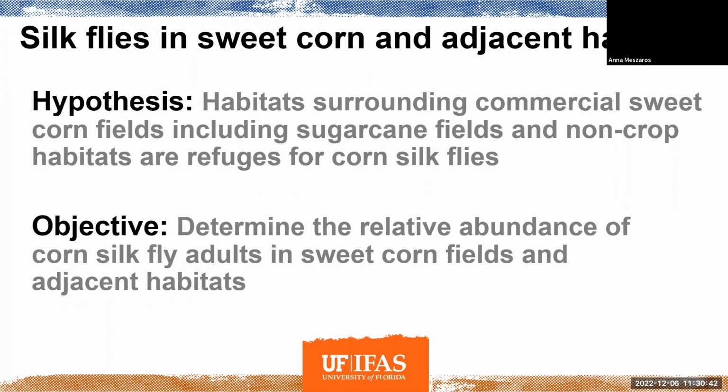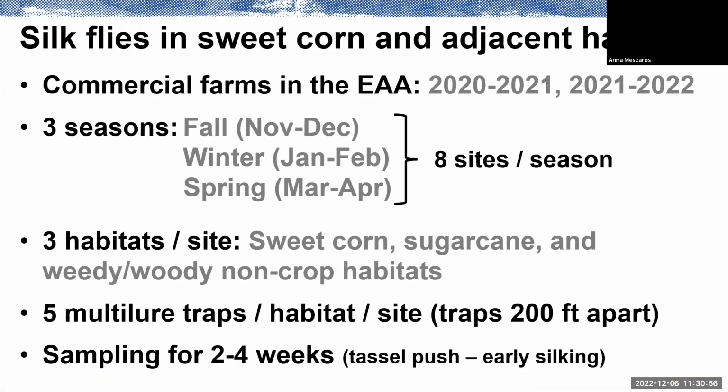So we had to start somewhere. And so our first study was conducted to determine the relative abundance of sealfly adults in sweet corn fields, but also in the adjacent habitats. So this was a study that was done exclusively on commercial farms in the area. We had 2 years, 2020-2021, and then 2021-2022.